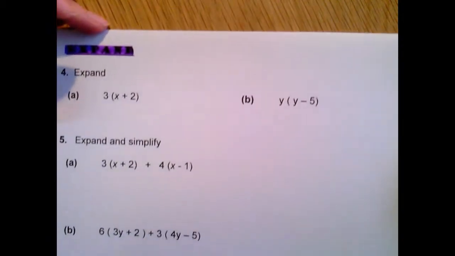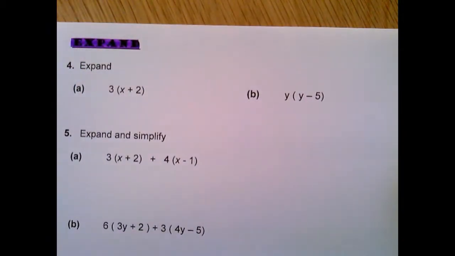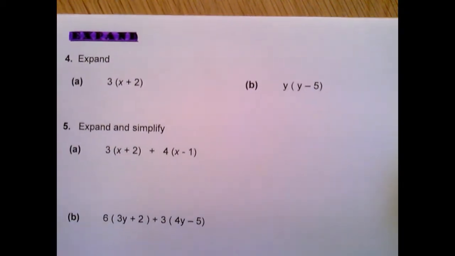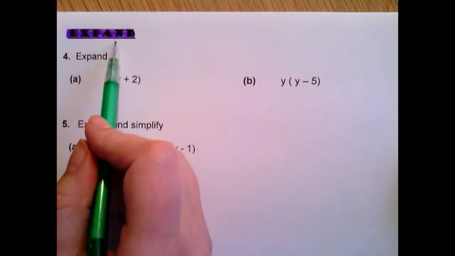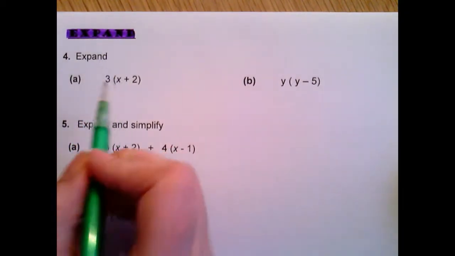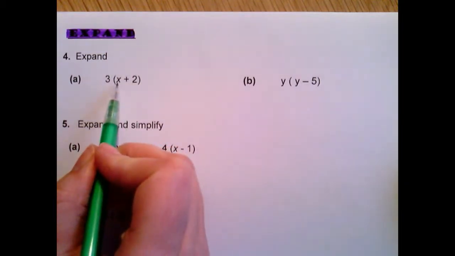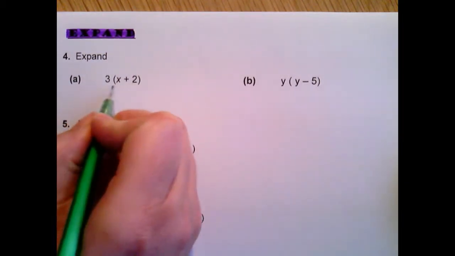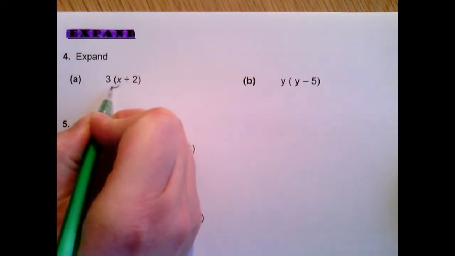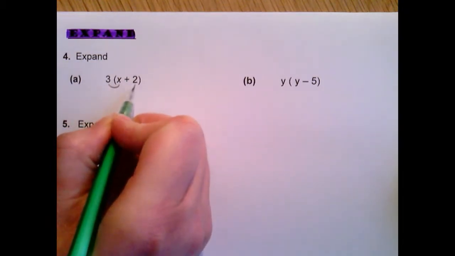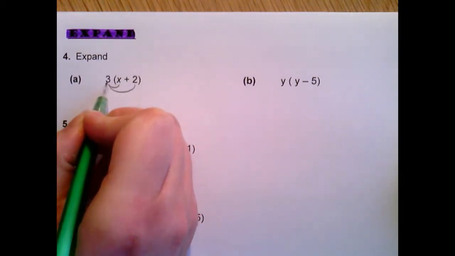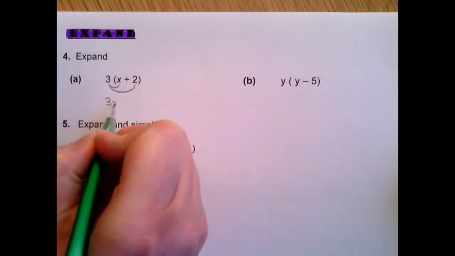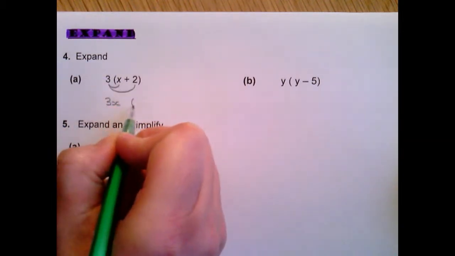The next bit of algebra then that I want to look at is expanding or multiplying out brackets. So in the exam it'll either be worded as multiply out or they'll just use the word expand. So expand means make it bigger, and the way you make it bigger is by multiplying everything inside the bracket by what's in front. So for this one you would take the x and multiply it by 3, and then take the 2 and multiply it by 3. So 3 times x gets you 3x, 3 times 2 gets you 6.